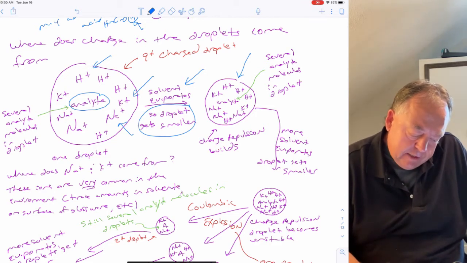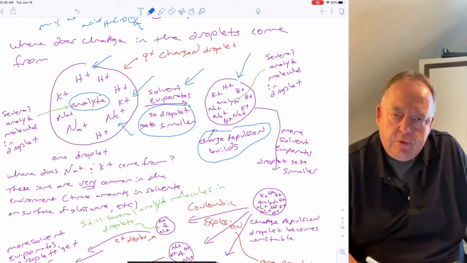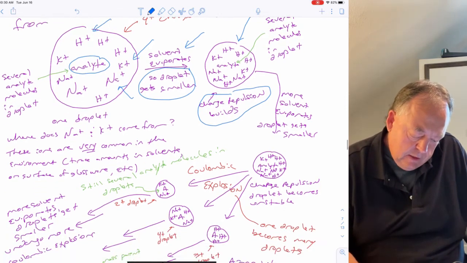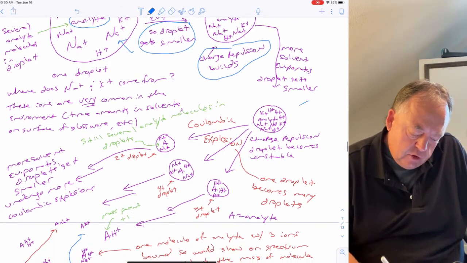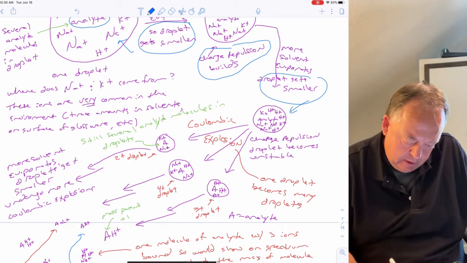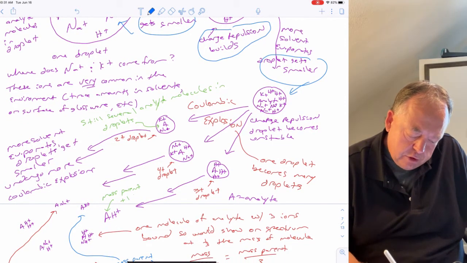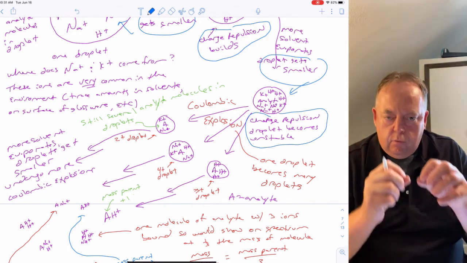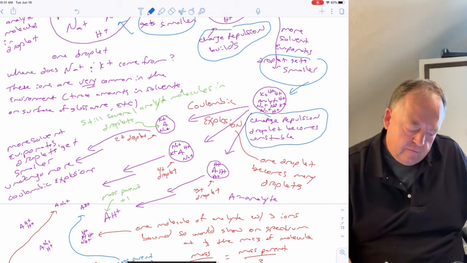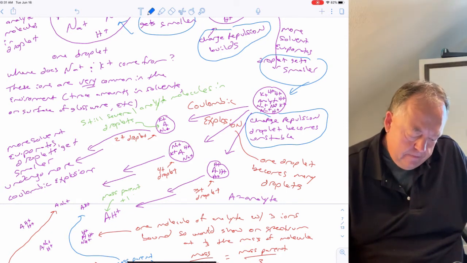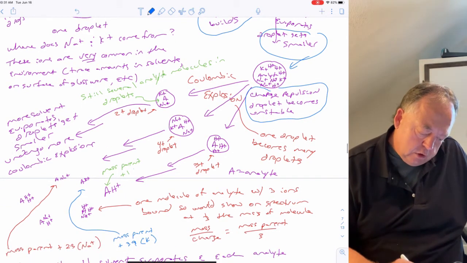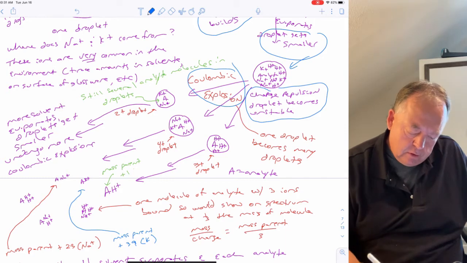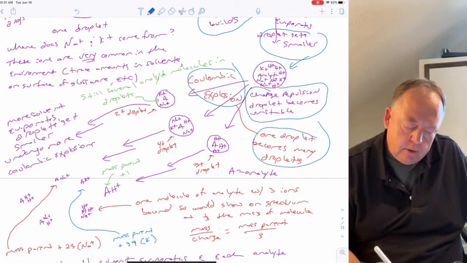Okay, so as the droplets get smaller, the charge repulsion starts to build up within the droplet. So more solvent evaporates and the droplet gets even smaller. And at some point, the charge repulsion becomes very unstable, and that droplet will fragment into smaller droplets. So that's what's called a Coulombic explosion. So the one droplet becomes many droplets.